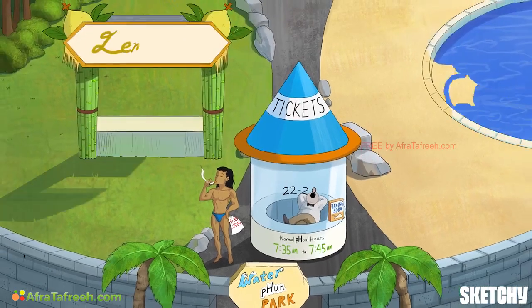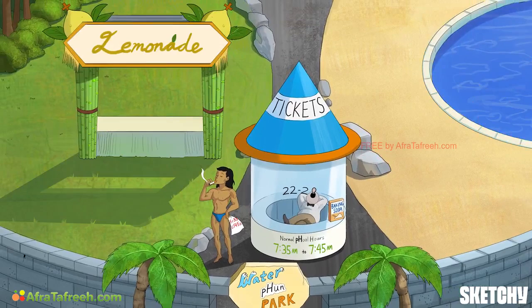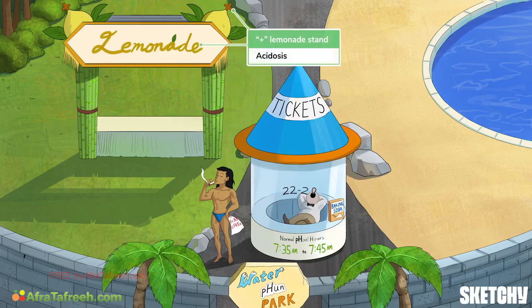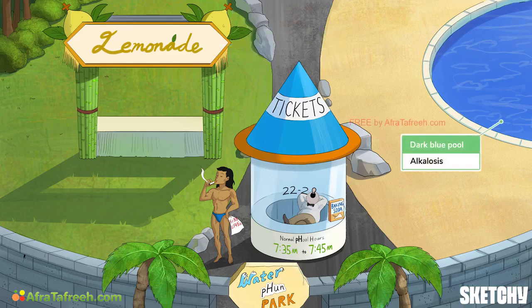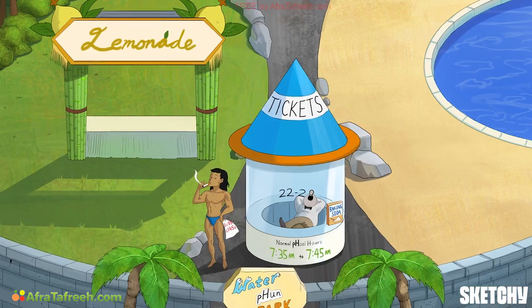Now, let's dip our toes in and talk about acidosis and alkalosis. Acidosis, symbolized by this acid-rich lemonade stand, is characterized by an increase in the hydrogen ion concentration in blood, which is why we've marked up the stand with these plus sign lemons. Alkalosis, which we've symbolized by this dark blue alkaline pool, is characterized by a decrease in the hydrogen ion concentration in blood. And see, not a single plus lemon over on the pool side of the park.